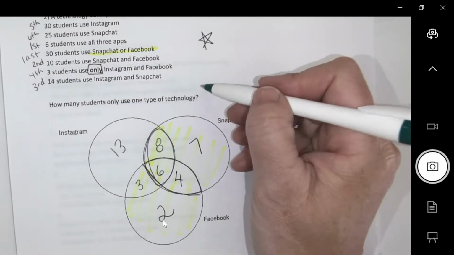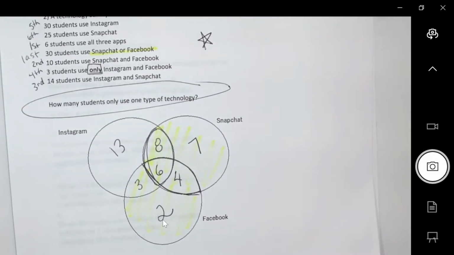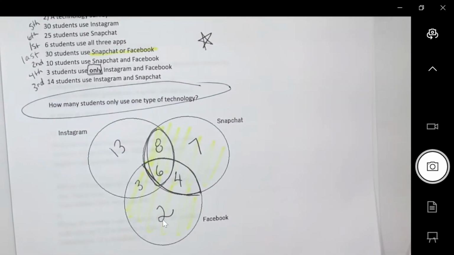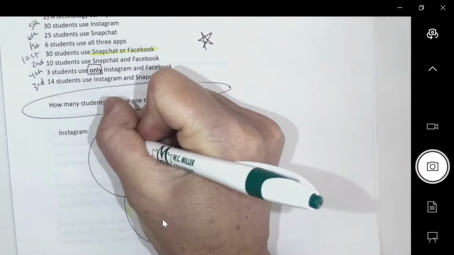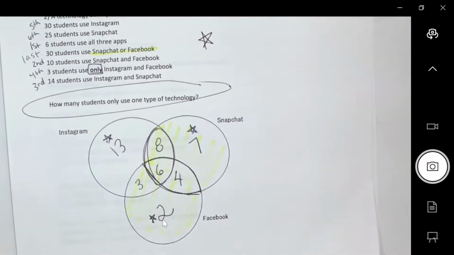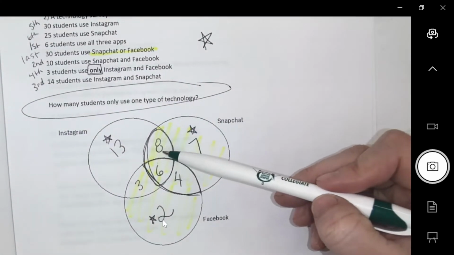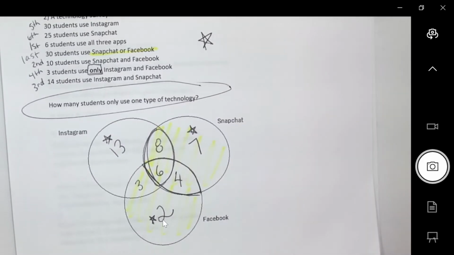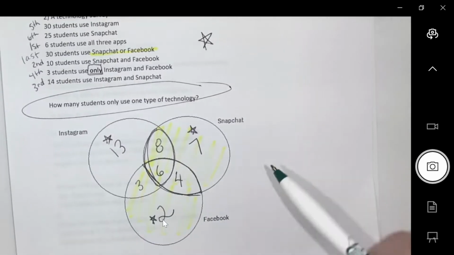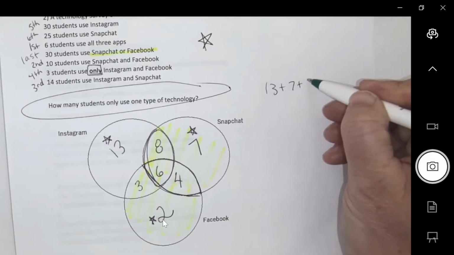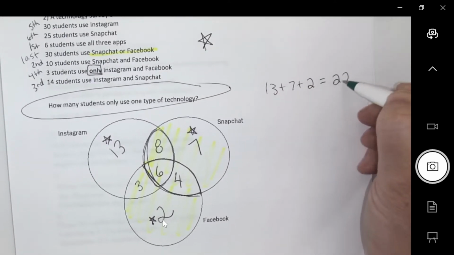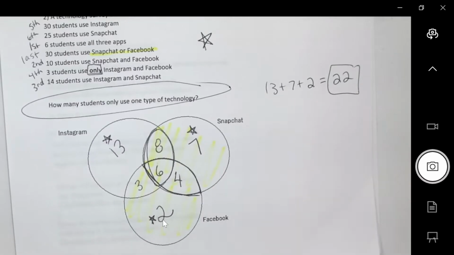How many students, this is the question, use only one type of technology? So on this map, who is using just one device? This, and this. Because once you hit something overlapping, it means they're using 2 things. So 13 plus 7 plus 2 equals 22 people.